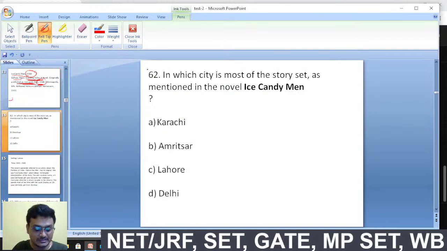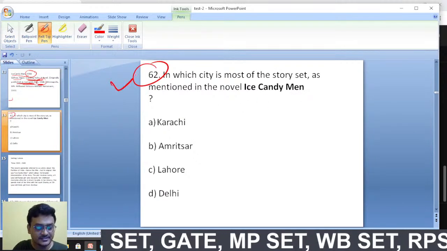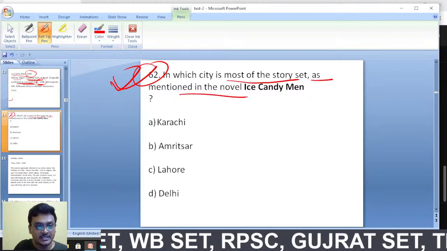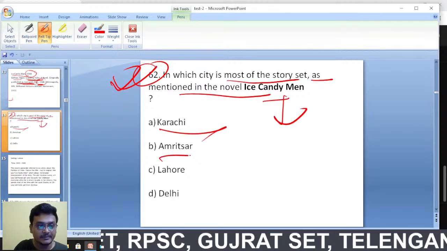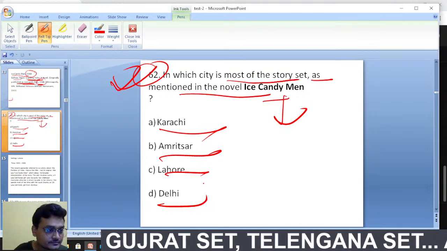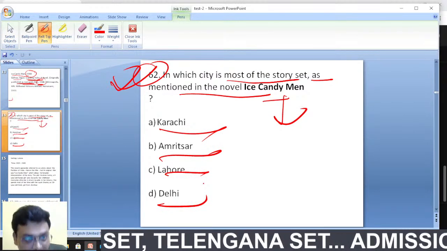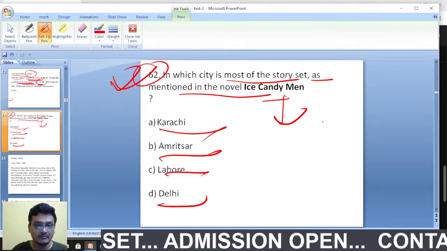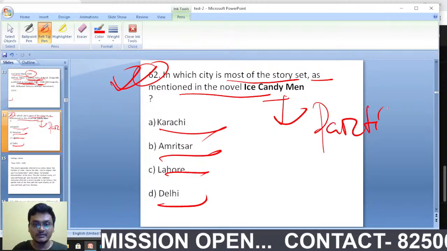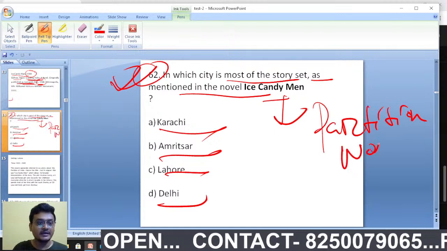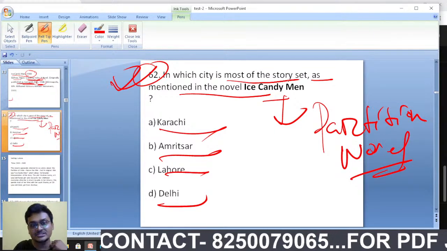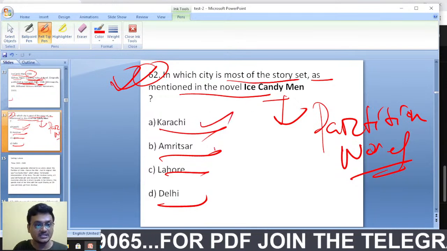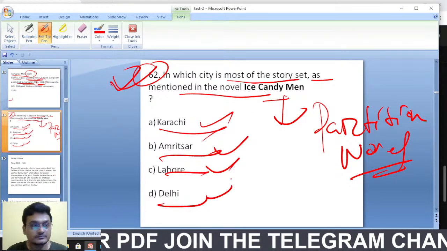Moving on to question number 62 here. In which city is most of the story set, as mentioned in the novel Ice Candyman? Karachi, Amritsar, Lahore, Delhi. Ice Candyman by Bapsi Sidhwa. This is a partition novel. Remember, this is a partition novel here. In which city is most of the story set as mentioned in the novel Ice Candyman? Karachi, Amritsar, Lahore, and Delhi.